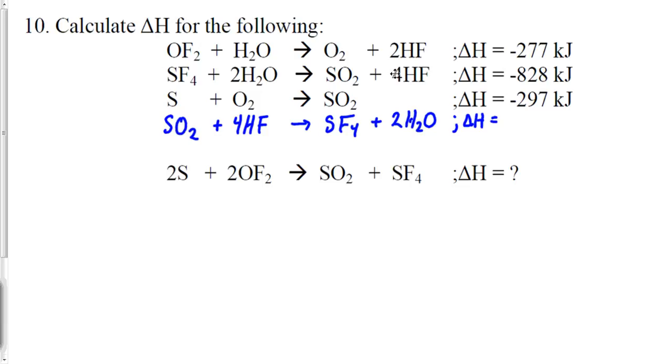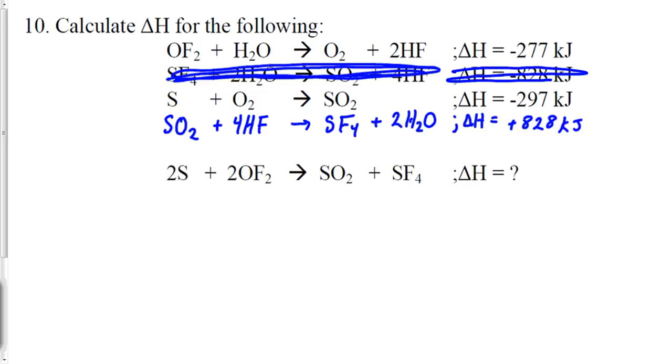If delta H originally was negative 828, now it's positive 828. And now I'm going to get rid of that equation since I flipped it. Be gone with thee. Oh, somebody busted me. I didn't get the whole thing right. That 828 goes to... All that's gone.